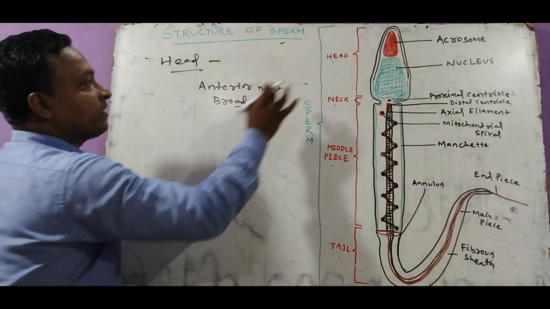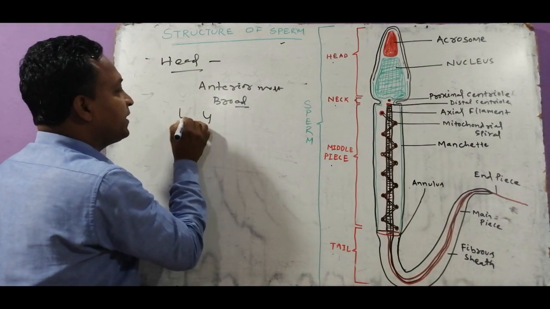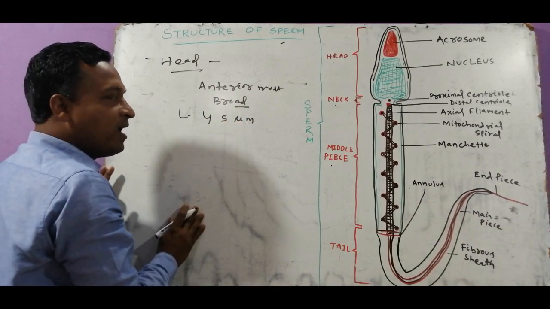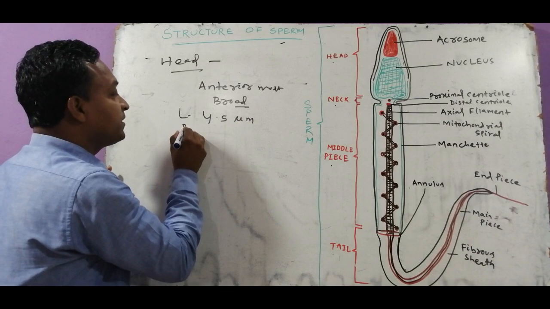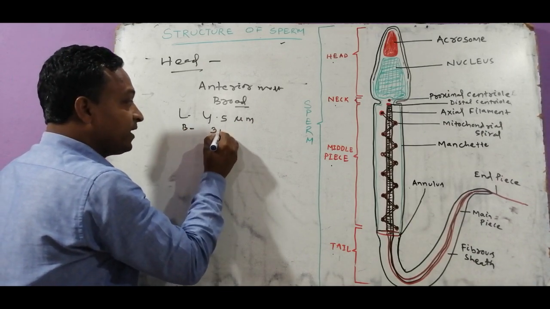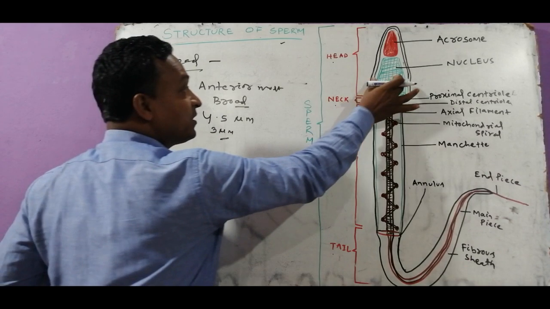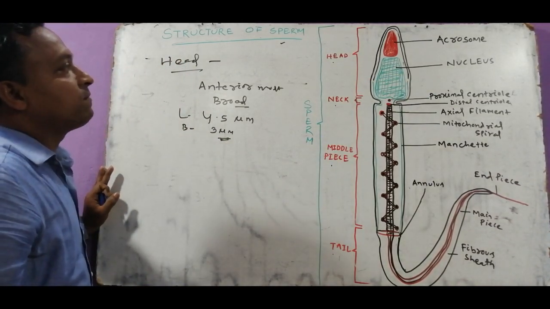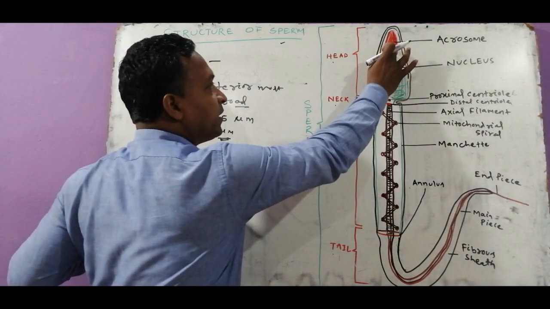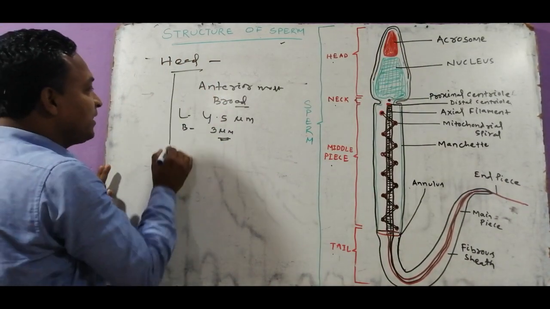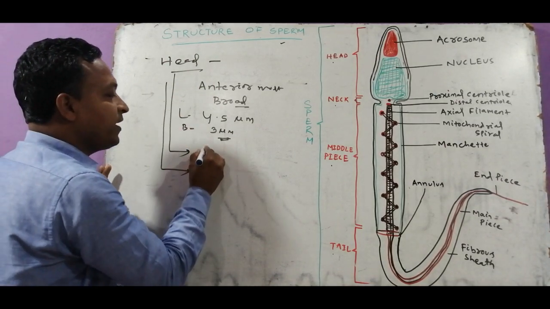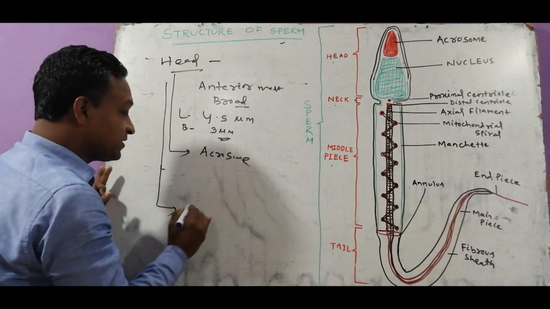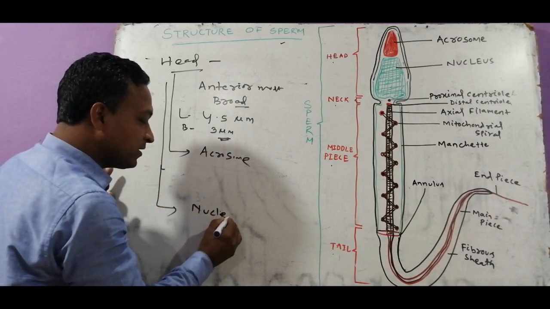If you talk about the head part, its length is 4.5 micrometers, and its breadth is basically 3 micrometers. The head is basically divisible into 2 parts. The first one is called the acrosome, and the second part is called the nucleus.